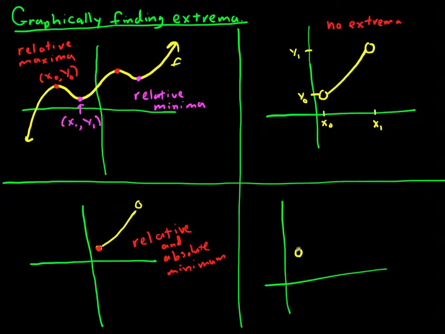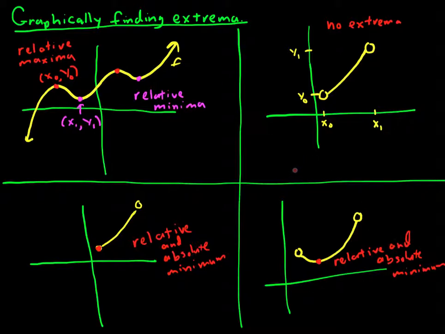I could have something that is maybe a piece of a quadratic here, and even though I have an open interval, you can still see right here that I do have still another relative and absolute minimum.